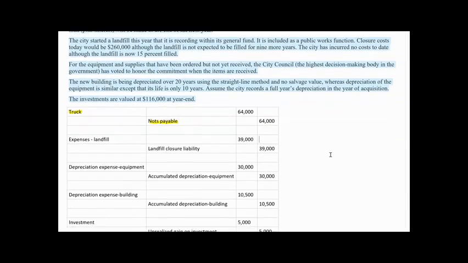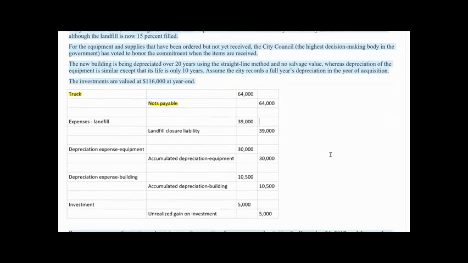Okay, next one. For the equipment and supplies that have been ordered but not received, the city council has voted to honor the commitment when the items are received. There's no entry required for this transaction. And next one, the new building is being depreciated over 20 years using the straight-line method, with no salvage value. Depreciation of the equipment is similar, except that its life is only 10 years.